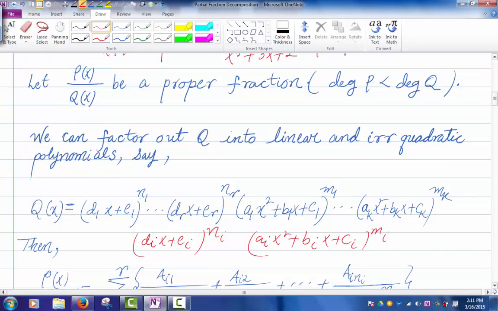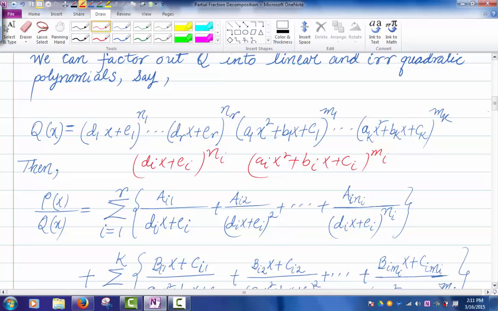So when you factor out the denominator Q, always you're going to end up with a bunch of linear factors and a bunch of irreducible quadratic factors. When you factor out the denominator, each factor will either be a linear factor to some power, or it will be an irreducible quadratic to some power. Am I making sense? So let's say that your factorization of the denominator looks like this.